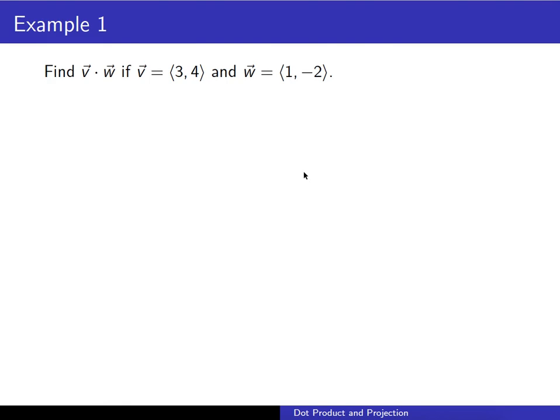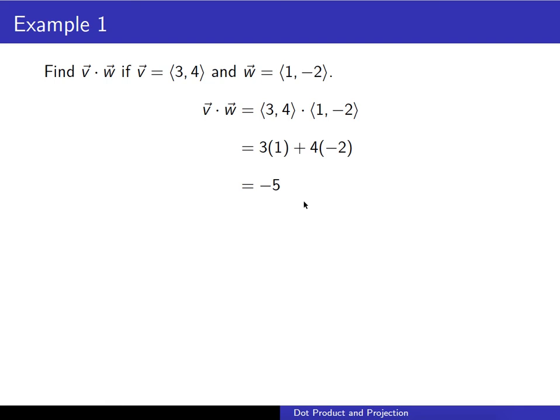All right, so example one, we have vector v dot vector w, where vector v is 3, 4, and w is 1, negative 2. So we multiply 3 times 1 and 4 times negative 2, and 3 times 1 is 3, plus negative 8 is negative 5. So we just get negative 5.